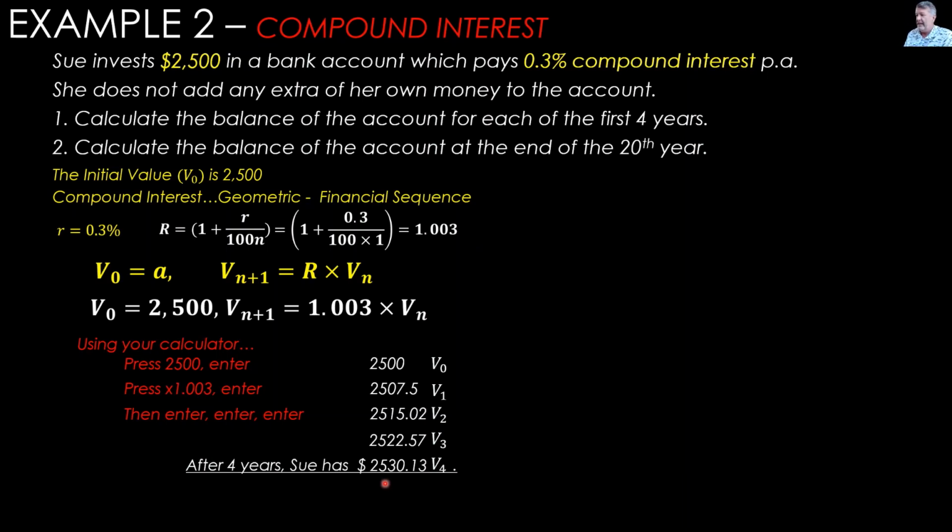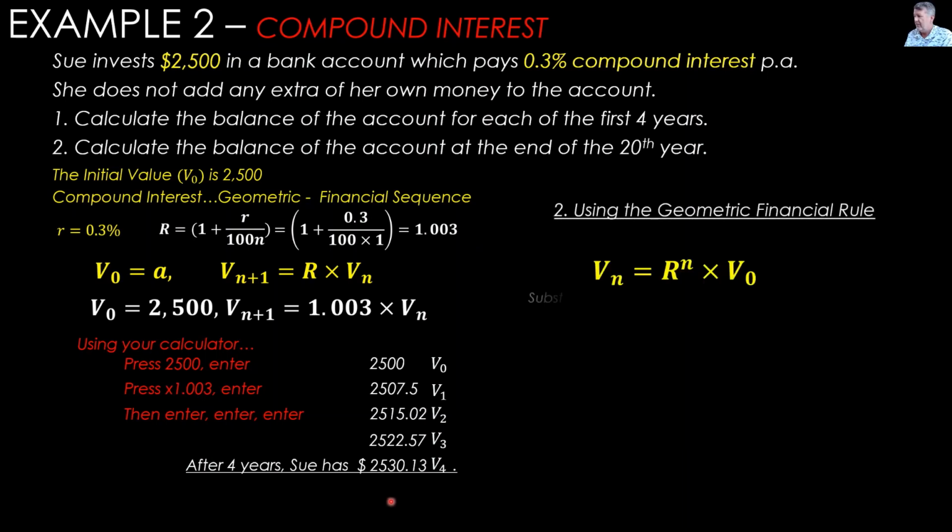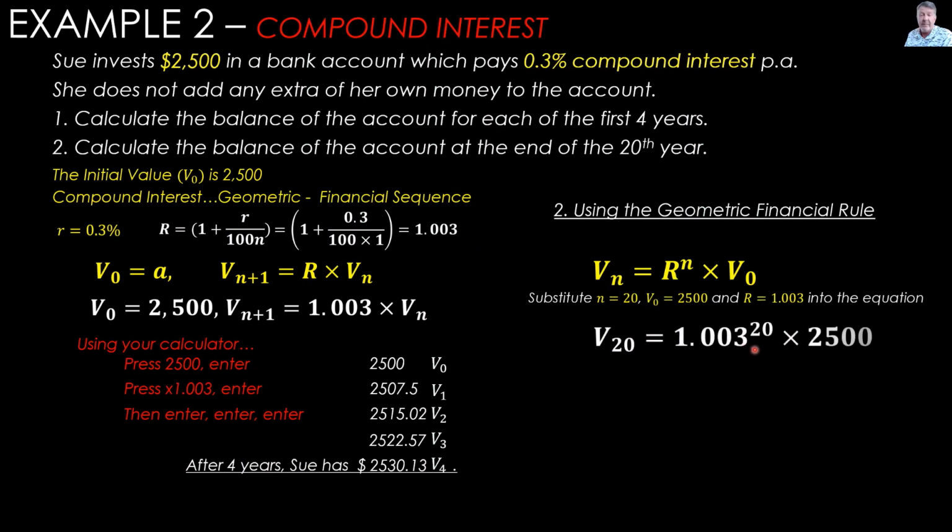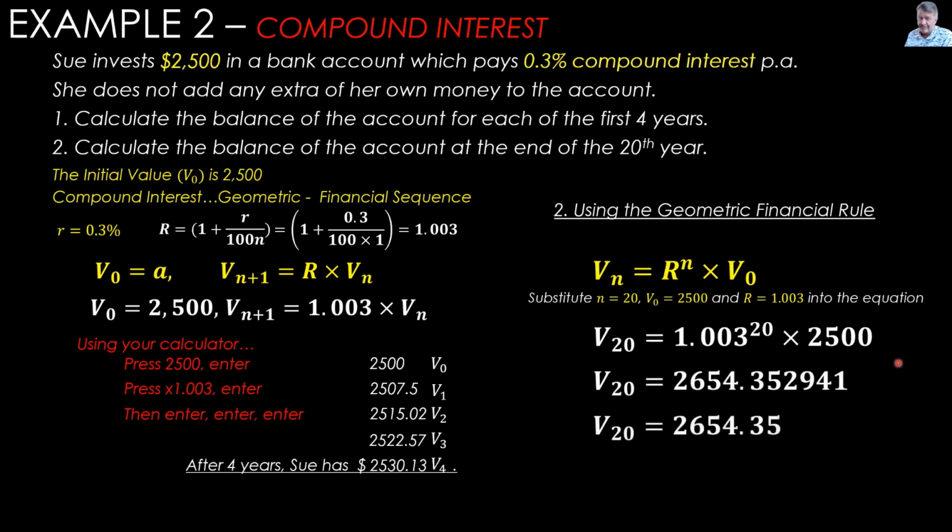All right, let's see. After 20 years, we're going to use the rule again. So write the rule. There it is. Substitute the bits we know. Straight in, V20 equals 1.003 to the power of 20 times 2,500 is, of course, 2,600 now. This is where you have to be careful too. Notice how I haven't rounded there.